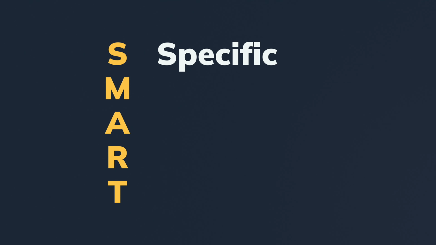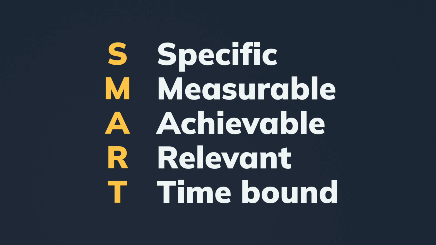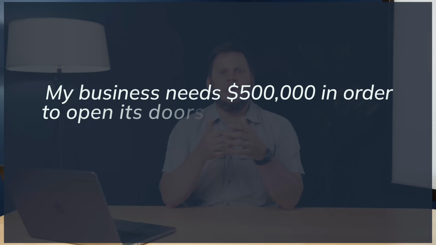That's S-M-A-R-T. And you want to think of those letters as specific, measurable, achievable, relevant, and time-based or time-bound. Use all 5 of those quick and easy letters to remember that when you describe the funding needed, you should include all of those items. An example would be, this business needs $500,000 in order to open its doors by October 1, a month before the start date. And if I don't receive that, I won't be able to open that business. Right? So that's a great summary of this idea of using a SMART goal when talking about funding needed.